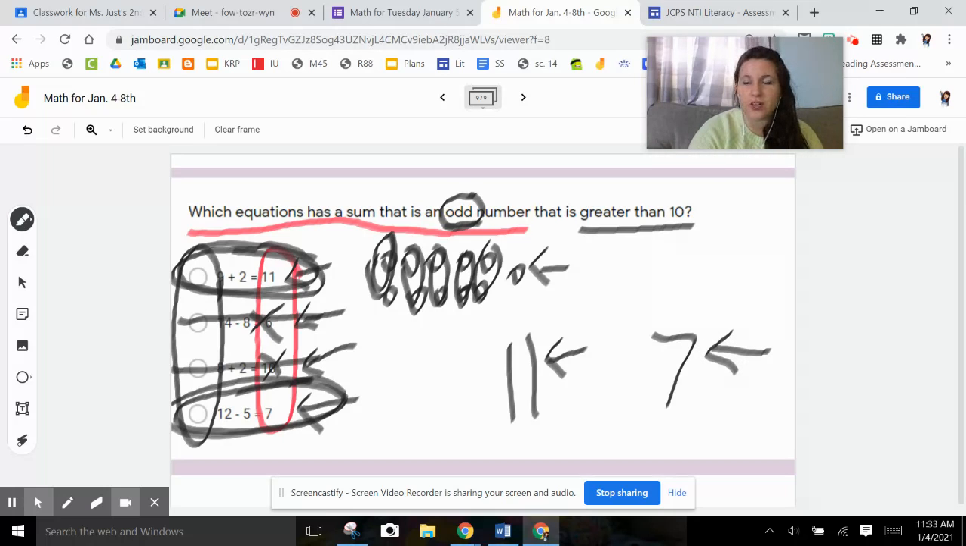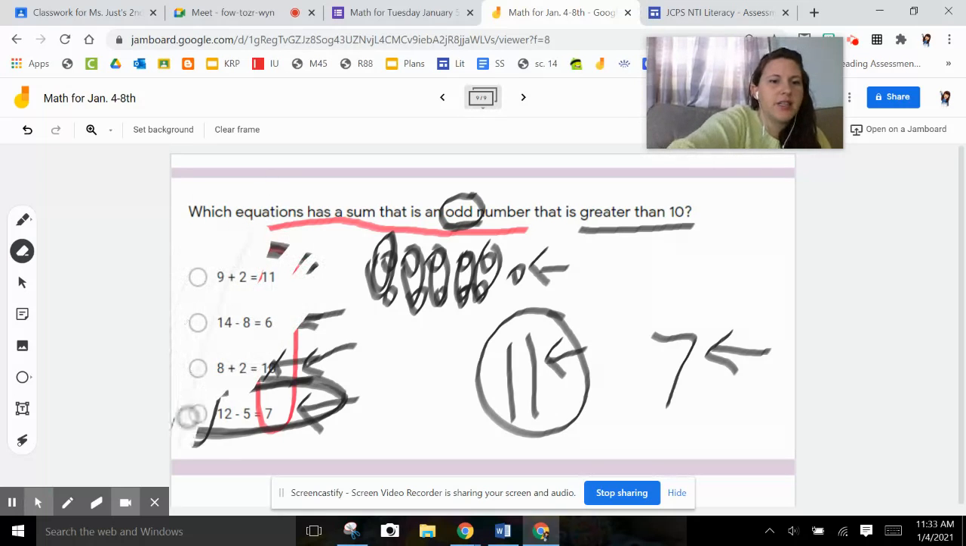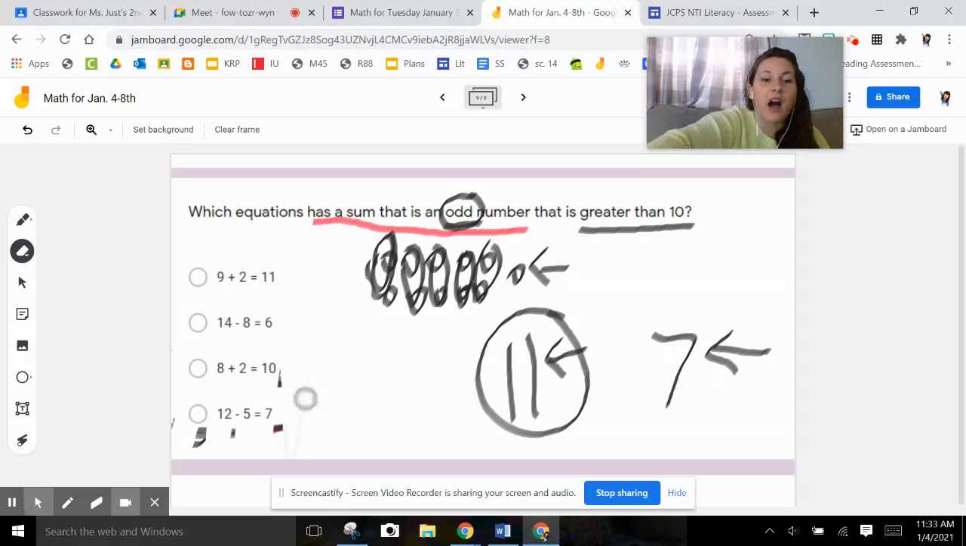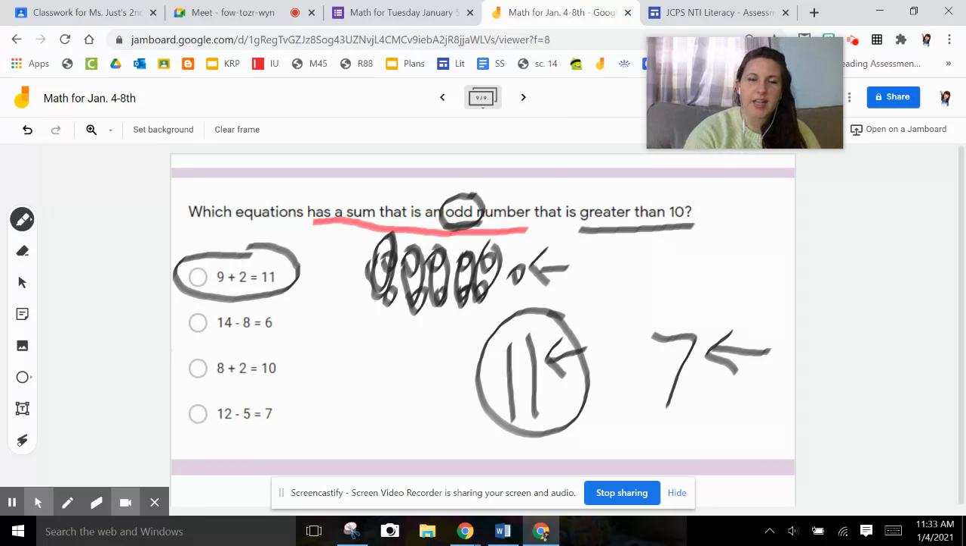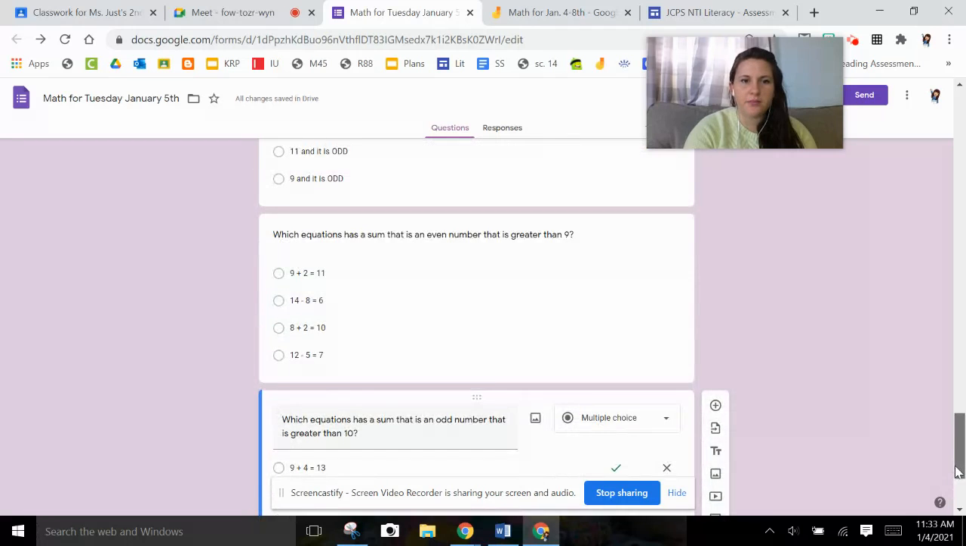There's only one number in here that's greater than the number 10. Right, the number 11. So that means on that question, whichever answer has the number 11 on it is the one that has an odd sum. The sum of the equation is odd, and the number is greater than 10, which gives you this answer right here. And you'll see on your form today that there are 2 questions like that at the very bottom. It says which equation has a sum that is an even number that is greater than 9. So again, you're going to find out if 11, 6, 10, or 7 is even or odd.